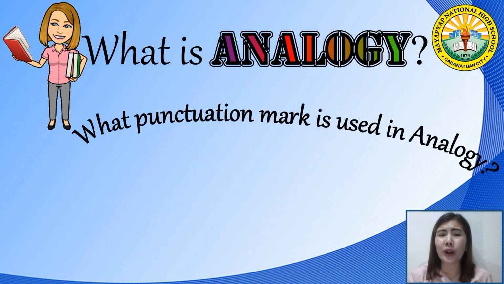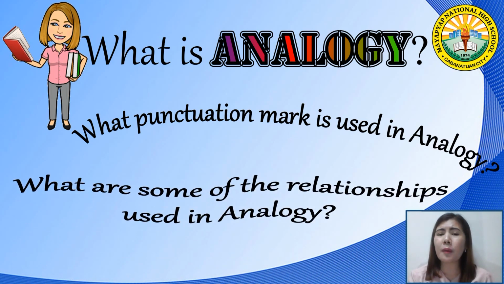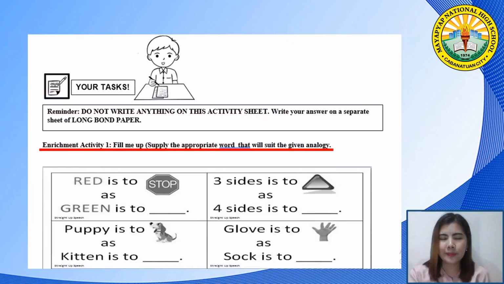What punctuation mark is used in an analogy? A colon is used in an analogy which is read as is related to, and a double colon which is read as in the same way that. What are some of the relationships used in analogy? Some of the relationships used in analogy are synonyms, antonyms, object-action relationship, part of a whole relationship, and many more.